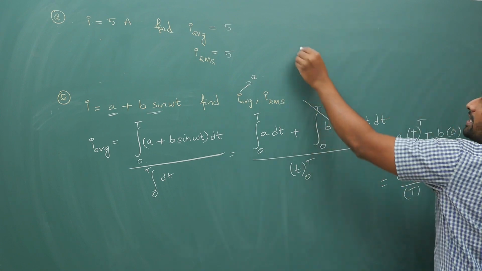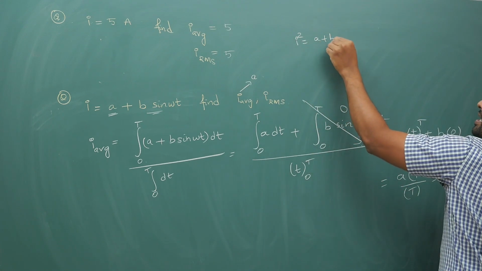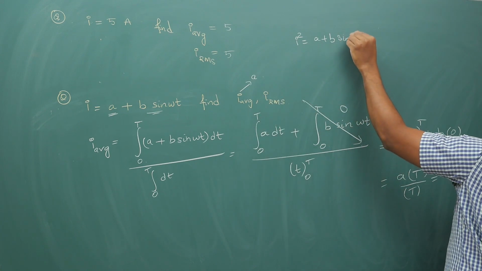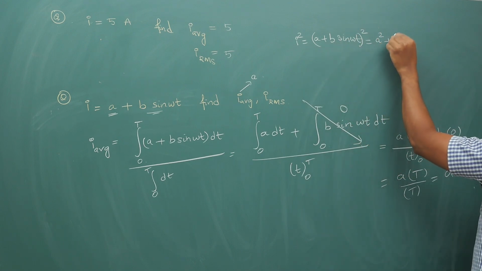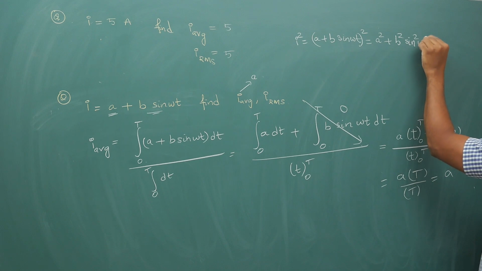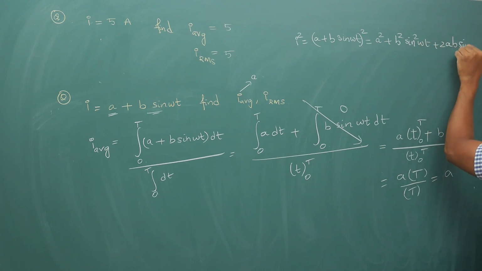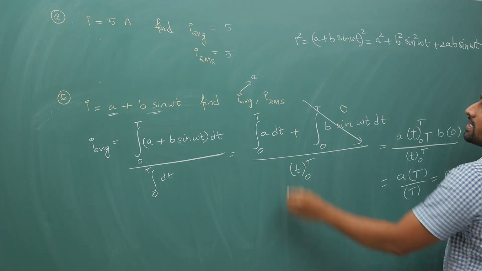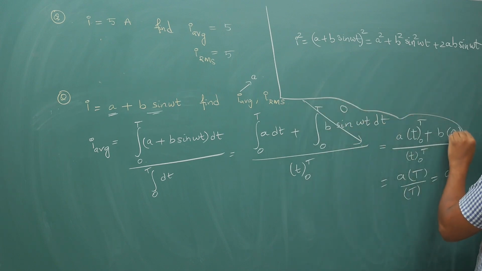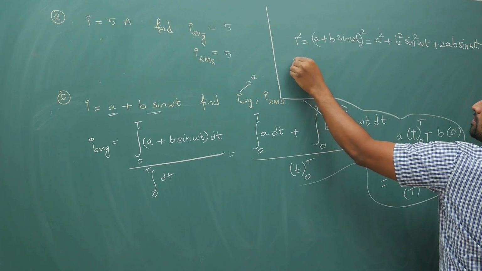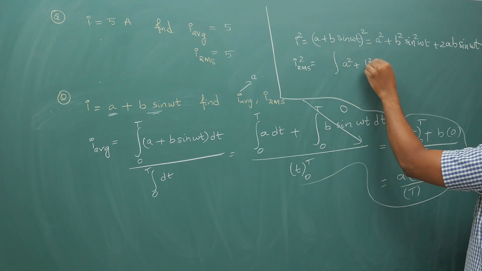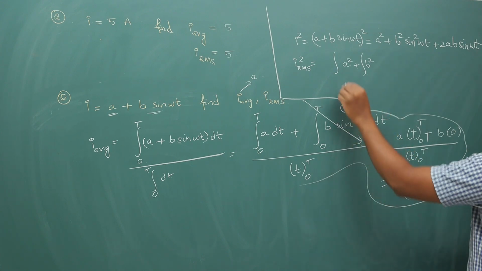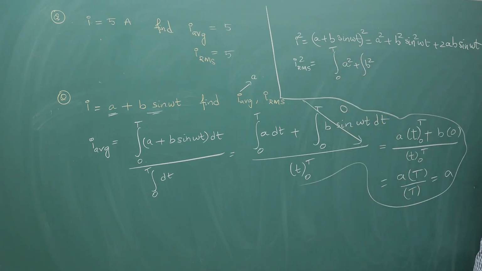Now if you take I square, because of lack of space I am doing the calculation this side, so A plus B sin omega t whole square, that will give you A square plus B square sin square omega t plus 2AB sin omega t. Now you have to integrate this entire thing for the full cycle. Your I RMS square is the integral of I square dt, from 0 to T.